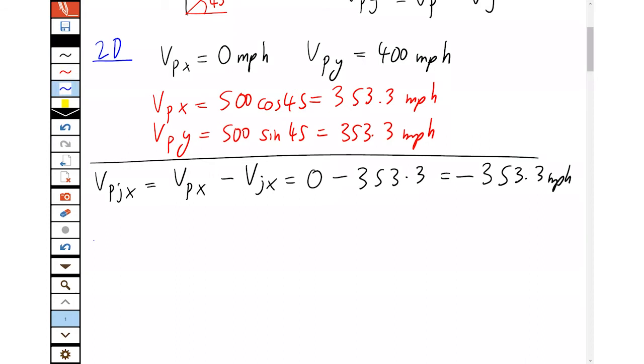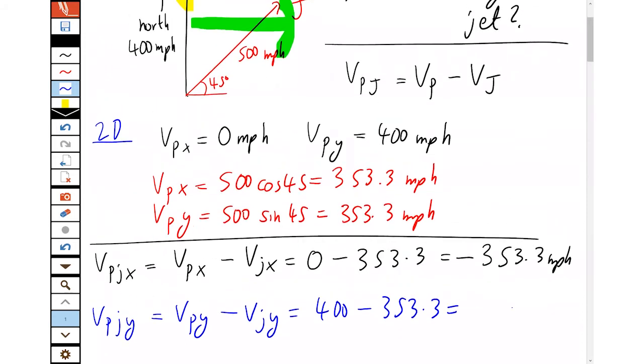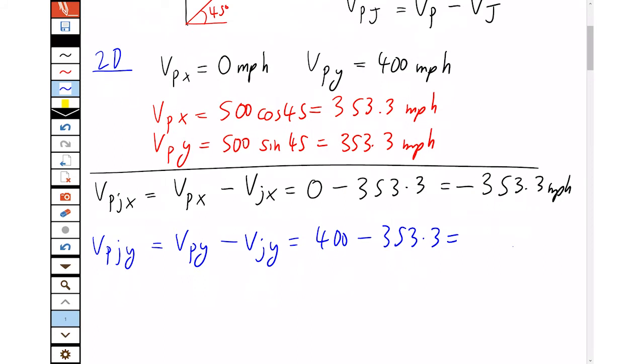Likewise, the velocity of the plane relative to the jet in y, the plane y component minus the jet y component, is 400 minus 353.3, which gives us 46.5 miles per hour. Excuse me there, double checking my math. Want to make sure it's all working well.